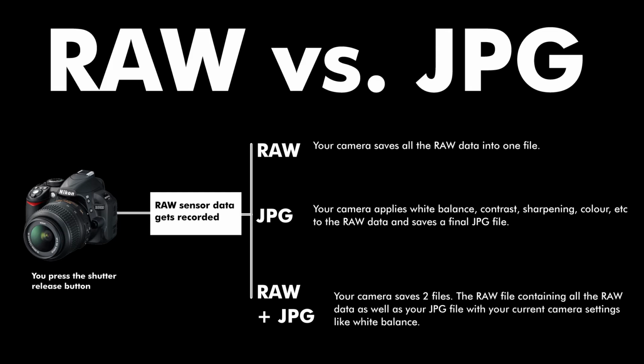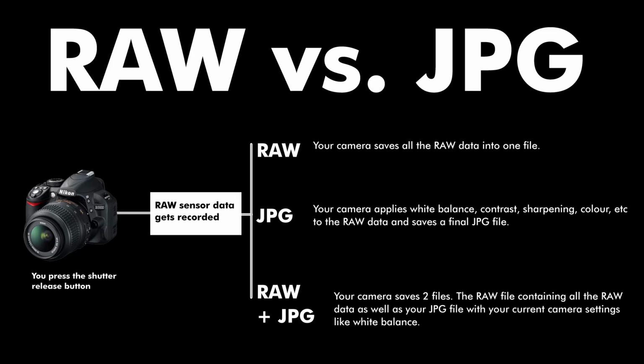Okay, why would someone decide to shoot RAW plus JPEG? In this mode, the camera saves two files, the RAW file as well as a JPEG file, with all the adjustments like white balance and color settings applied to this JPEG file. Shooting in this mode will take up a lot of space and slow down your camera, so if you are shooting in burst mode, know that your camera buffer will fill up very quickly.